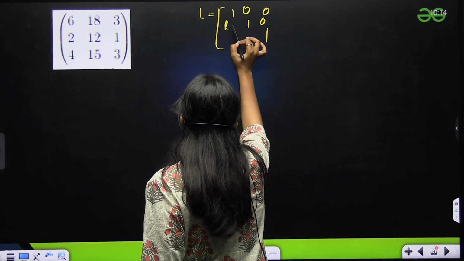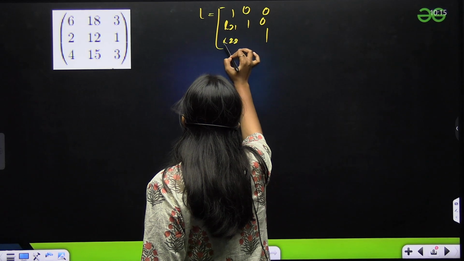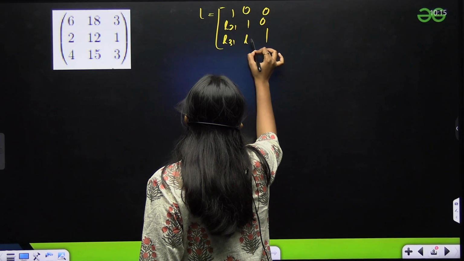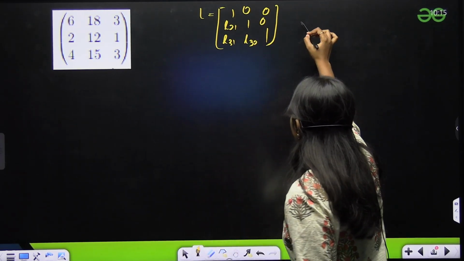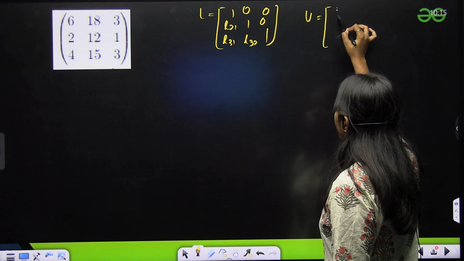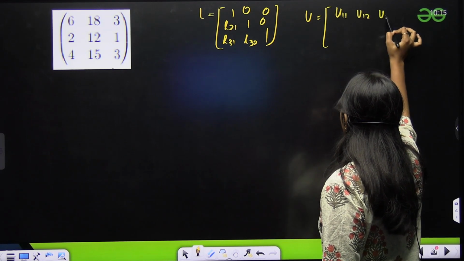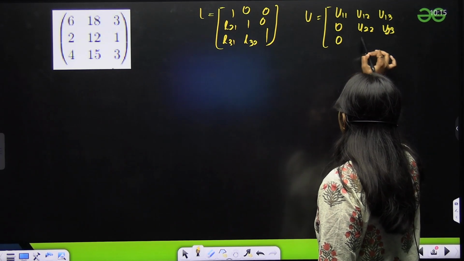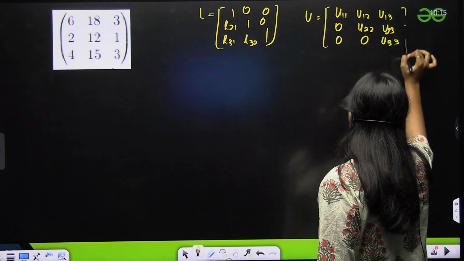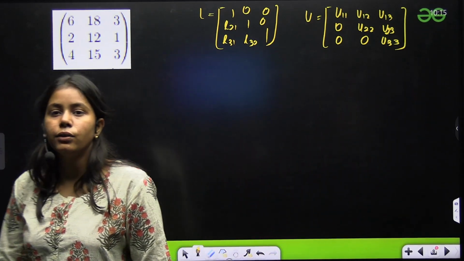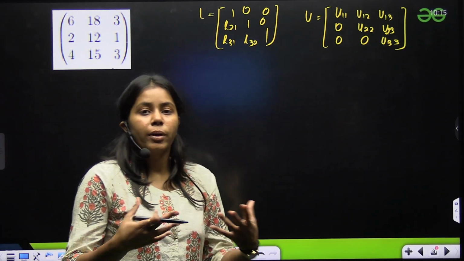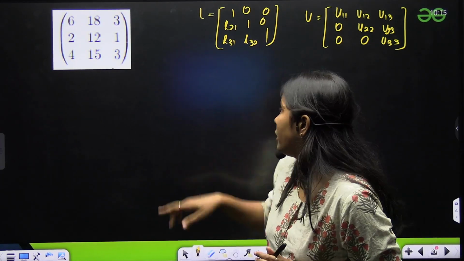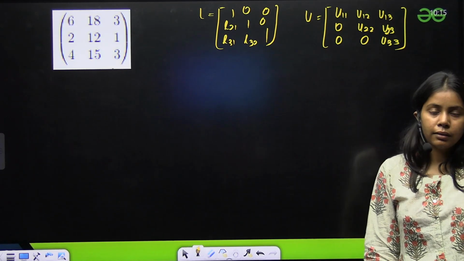0, 0. It would become L21, L22 and L31, L32. This is my lower triangular matrix, and the upper triangular matrix would be U11, U12, U13, 0, U22, U23 and 0, 0, U33. Now you can see that to solve this LU decomposition for a 3 cross 3 matrix, how many values do I need to find out? I need to find out 9 values, and it would get really lengthy to multiply these two matrices and compare with the A matrix, right?